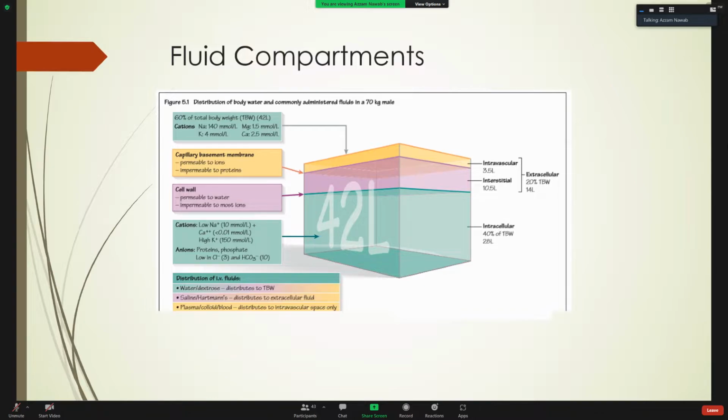Intracellularly, the sodium is very low, 10 millimole per liter, and the calcium is 0. Potassium is very high, around 150. The anions are protein and phosphate, low in chloride and bicarbonate. The amount of intravascular fluid is about 3.5 liters, interstitial fluid about 10.5 liters, and both of them are called extracellular, 20% of total body weight, 14 liters. The intracellular fluid is about 40% of total body weight, which is 28 liters.